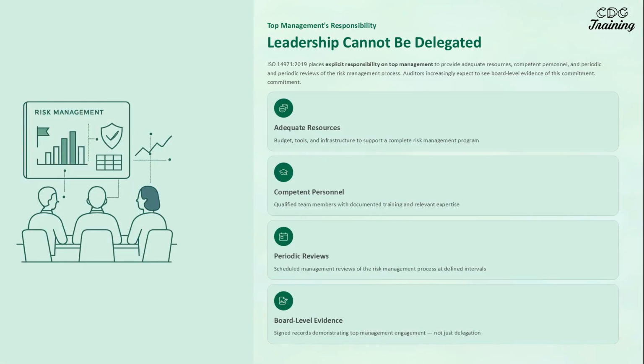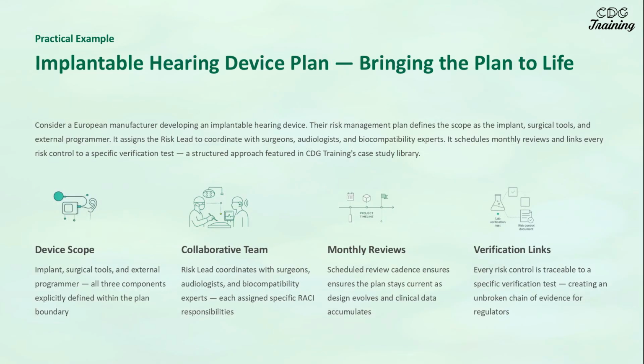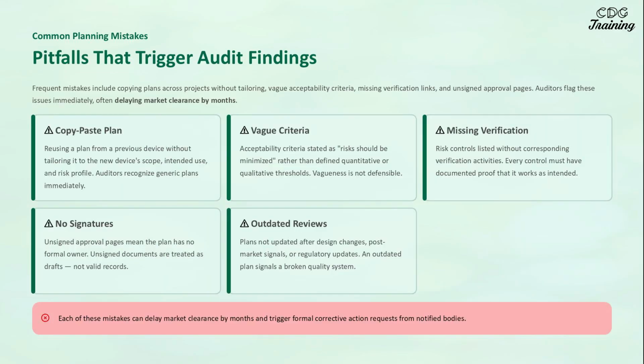ISO 14971-2019 requires top management to provide resources, competent personnel, and periodic reviews. Leadership in risk management cannot be delegated. A practical example of an implantable hearing device plan shows how structured approaches link every risk control to a specific verification test, ensuring compliance. Common planning mistakes, like copy-paste plans and missing verification links, can delay market clearance. Avoid these pitfalls to ensure smooth audits.